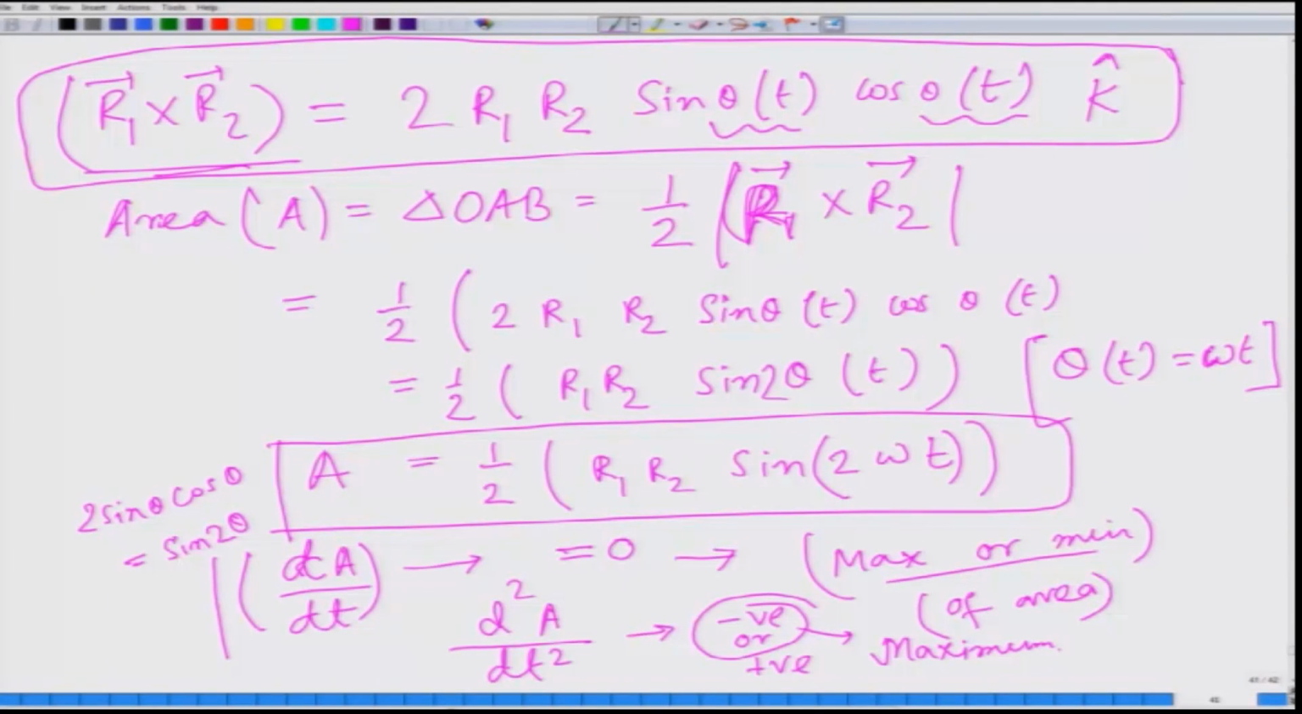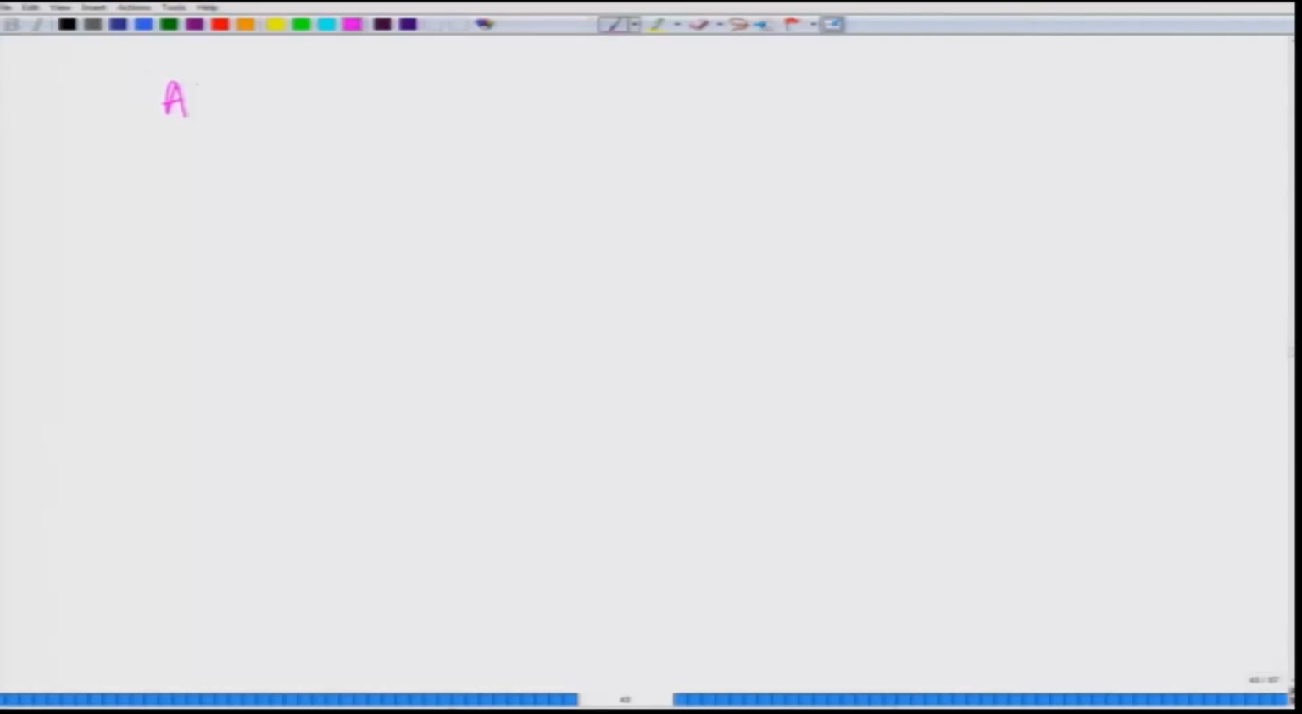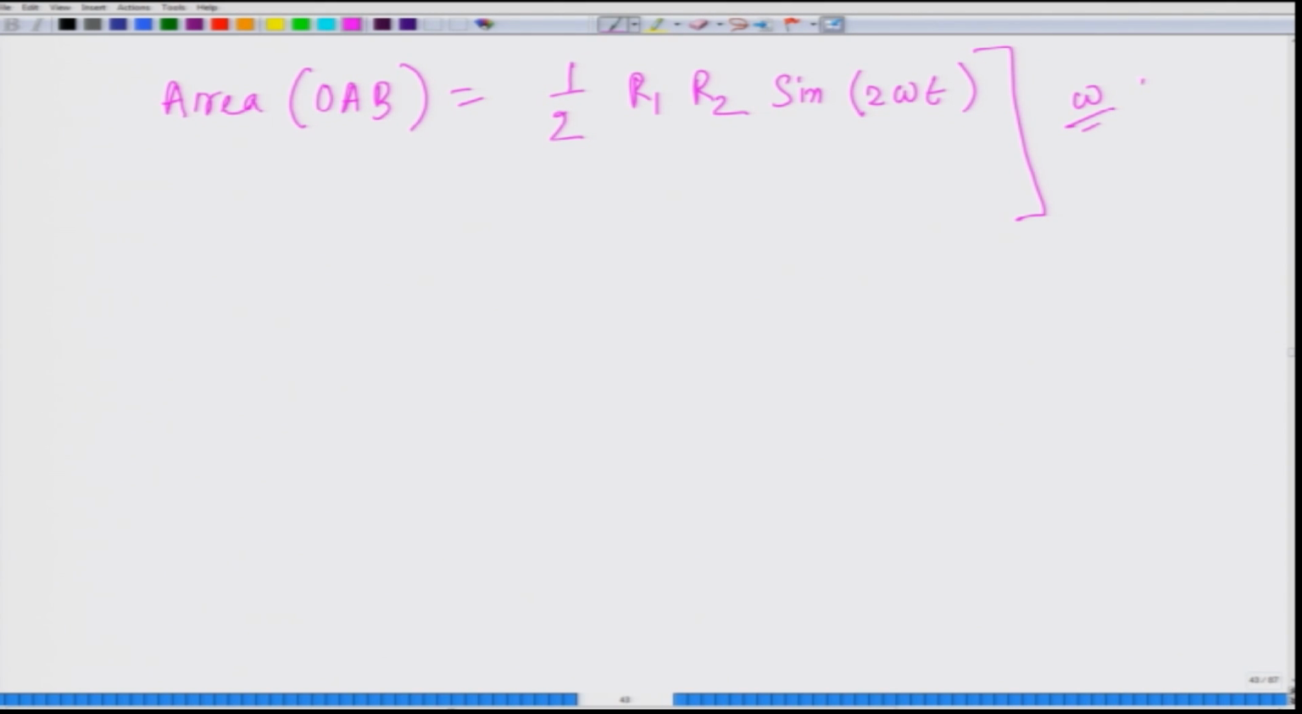Let us first do this thing. We find the dA/dt and then equate it to 0. We will now find out the time at which the triangle OAB will have maximum area. The expression that we got for the area of OAB was half r1 r2 sine of 2 omega t, because the angular speed omega is the same.